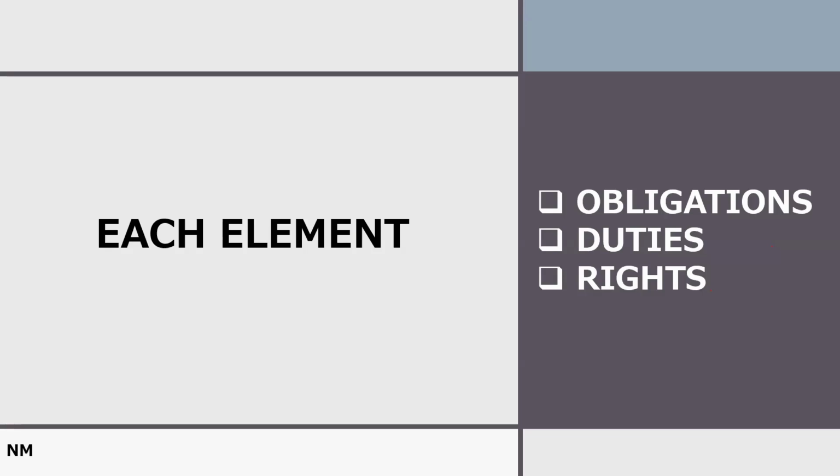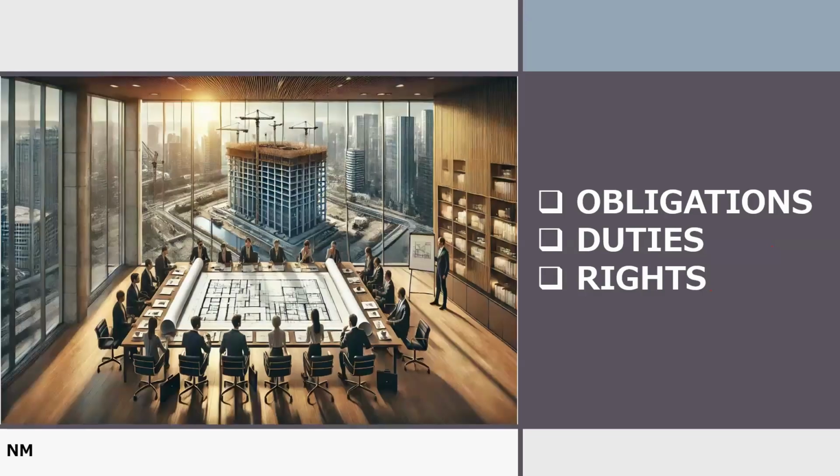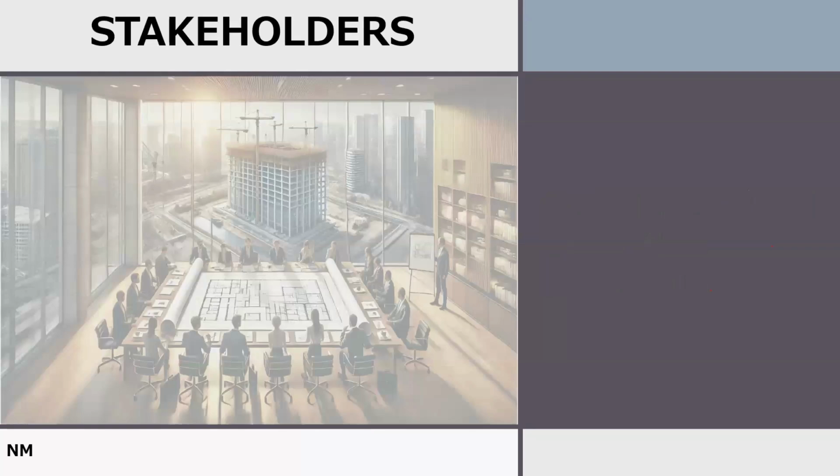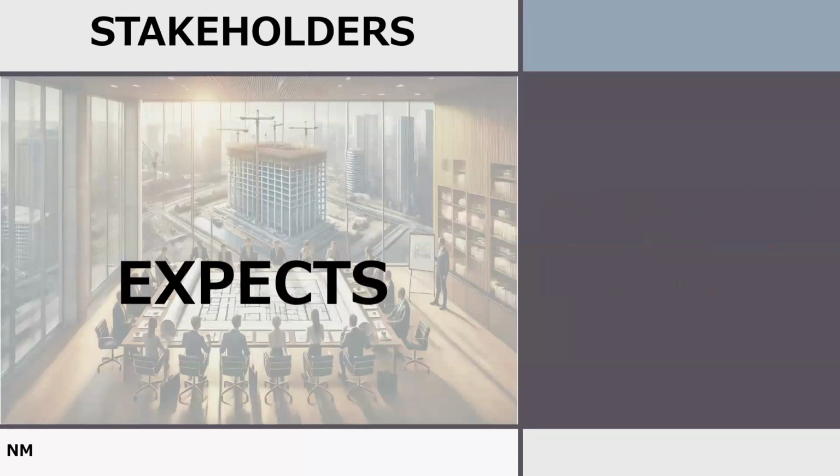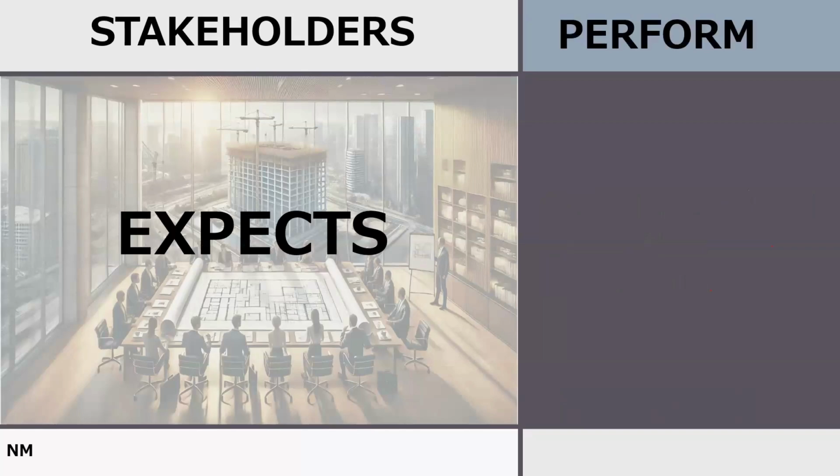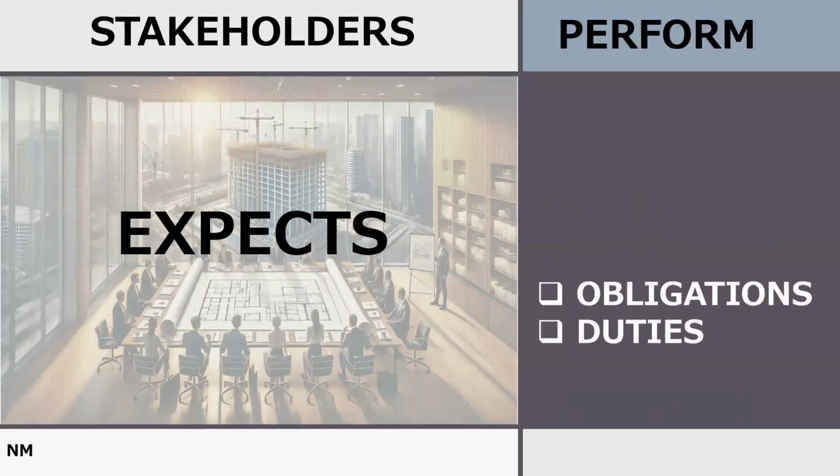So the obligations and duties, right? Who are they applicable to? There are a lot of stakeholders in our contracts. So each and every stakeholder under the contract, especially the contractor, has obligations and duties under the contract. So in order to perform, we should be able to identify or recognize what obligations we should perform under the contract.